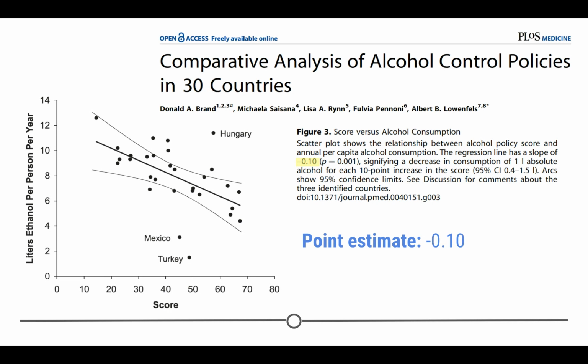And notice here they say that the text refers to this as the slope of a regression line. So we're going to get more into that in the statistical models section. But basically that point estimate that they show is negative 0.1. And then they go on to describe that this signifies a decrease in consumption of 1 liter of absolute alcohol for each 10-point increase in the alcohol policy score. So that 1 liter of absolute alcohol can also be referred to as a point estimate. Basically, they've just multiplied that initial slope or that initial point estimate by 10. We're going to be using this example more in the subsequent lessons to talk about uncertainty and then finally talk about hypothesis testing.